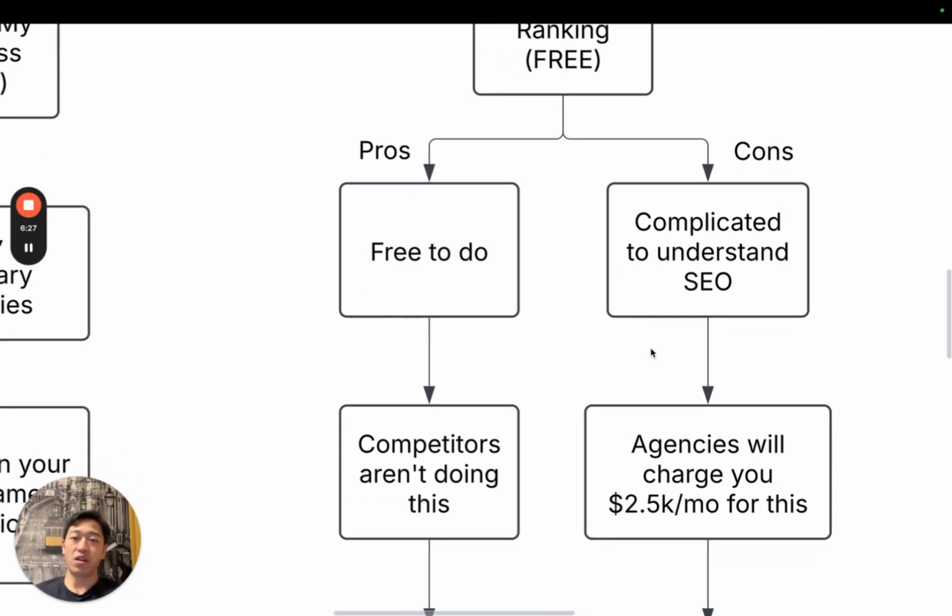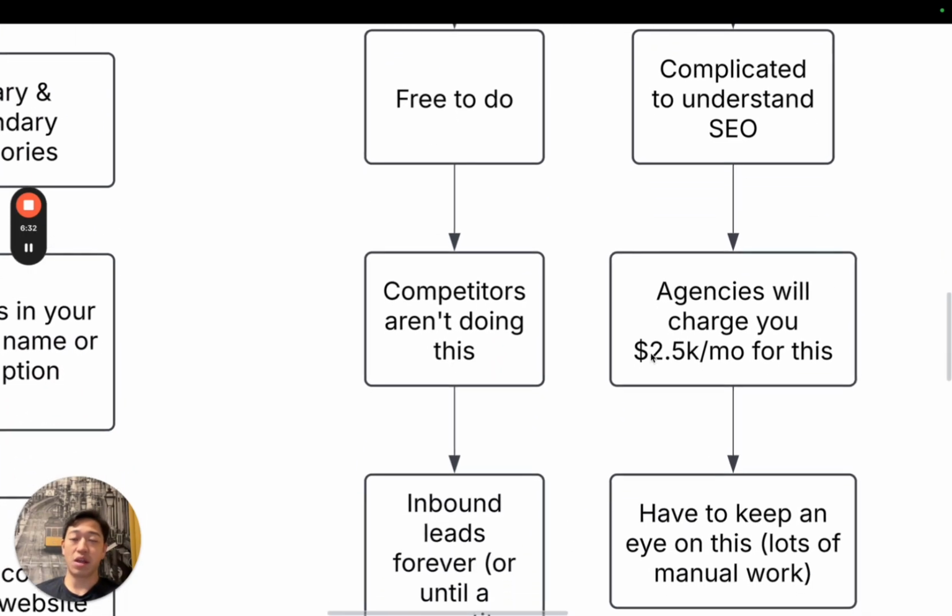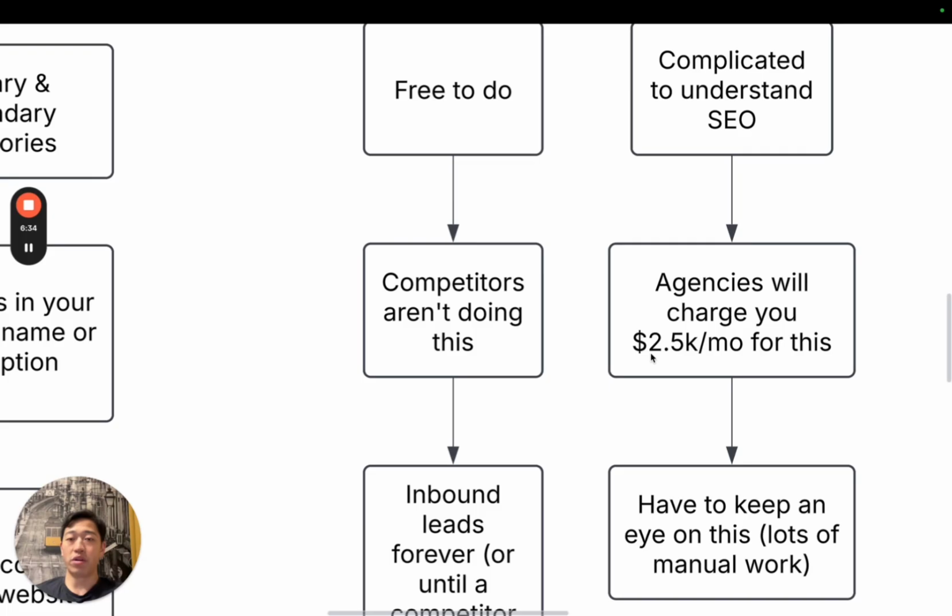So the pros and cons of all this. With local SEO ranking, the pro is it's free to do. It might be complicated at times, but it's free to do. And most competitors aren't actually doing this. They might have a bad website where they don't list the services they offer, or they're not even focused on SEO at all. And that's one big edge that you can have. I know that since you're watching this video, you probably want to get some free leads on Google. You're serious about growing your business. So that's one thing that your competitors aren't doing.